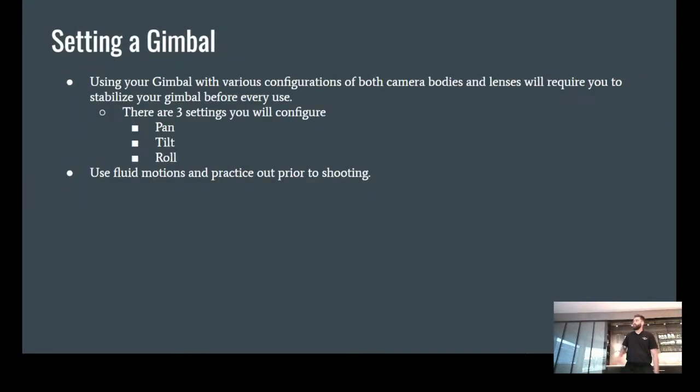Last thing we'll talk about real quick, setting up that gimbal. When you start using a gimbal, there's various configurations of both camera bodies and lenses that are going to require you to stabilize it every time. If you use, let's say, your Sony right now, and you put that 50mm lens on there with a gimbal, and you're like, this is great, I need to change it up, and throw my 24 to 70 on there, you're going to have to recalibrate the whole gimbal, because now you're changing the weight.